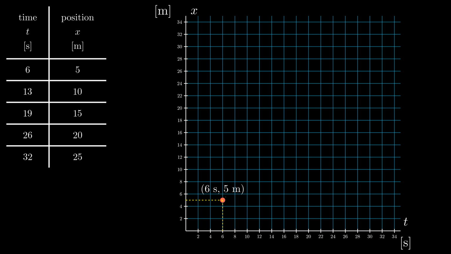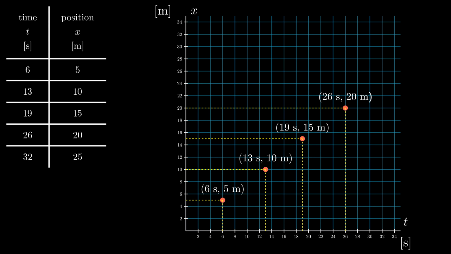The first row's data value is 6 seconds for time, which is taken from the horizontal time axis, and the first data value for position is 5 meters from the vertical position axis. Each row is plotted as a point on the coordinate system. Remember, time values are taken from the horizontal axis and position values from the vertical axis.